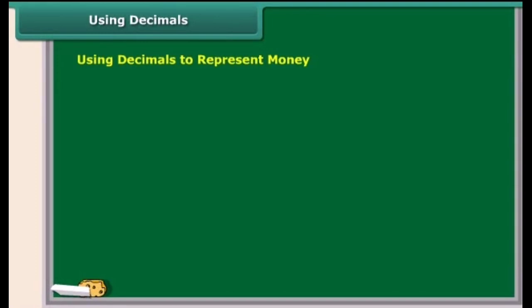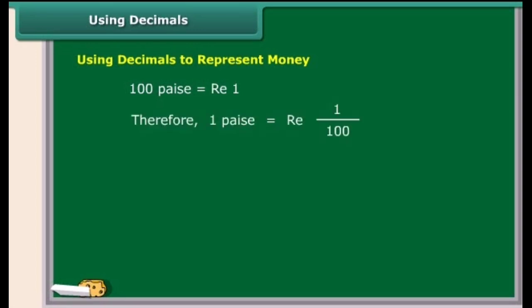Money can be represented using decimal notation. It is common knowledge that 100 paise are equal to 1 rupee. It means 1 paise is equal to 1/100th of a rupee. We are aware that 1/100th can be written as 0.01 in decimal notation.